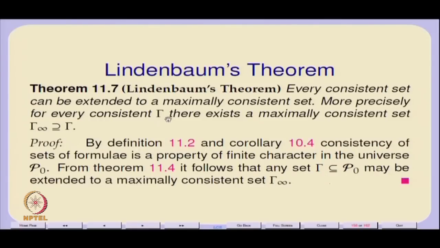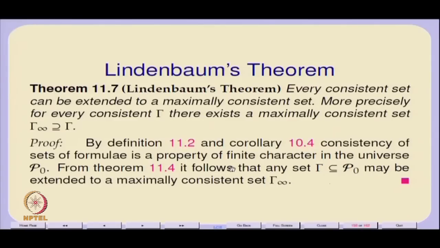and actually by Tukey's lemma, but by the way, there is another proof also. What we can do is we can completely forget about Tukey's lemma and do everything that is there in Tukey's lemma also in the proof of Lindenbaum's theorem, right. So if you feel more comfortable, we will go through this proof, right. But essentially, if you were to take Tukey's lemma for granted and consider the fact that compactness is a property of finite character, then every consistent set gamma can be extended to a maximal consistent set gamma infinity.